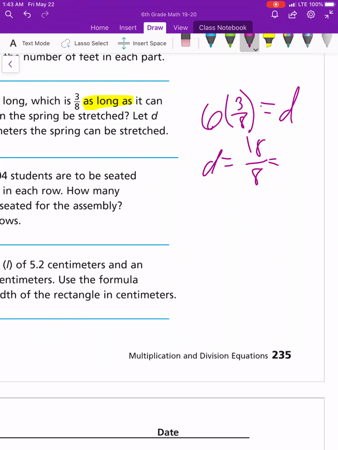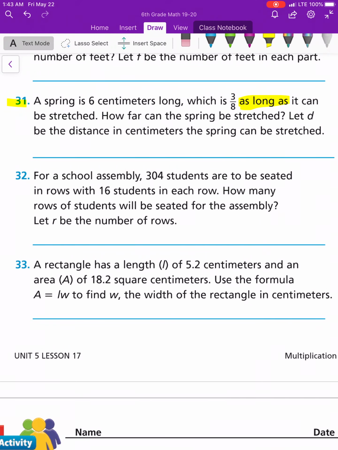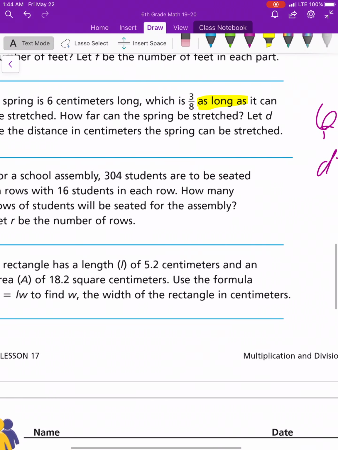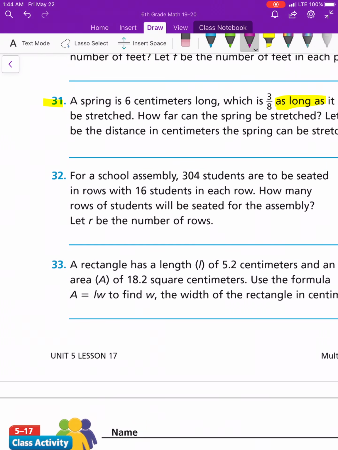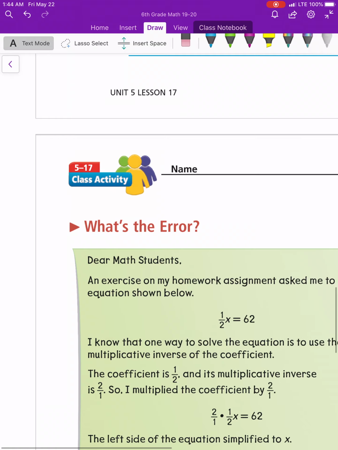I can simplify this to, did I do that right? Yep. I can simplify this to 9/4. And that's as far as it can go, unless I wanted to put it in a mixed number, right? It can be stretched to 9/4 centimeters. Excellent. Okay.